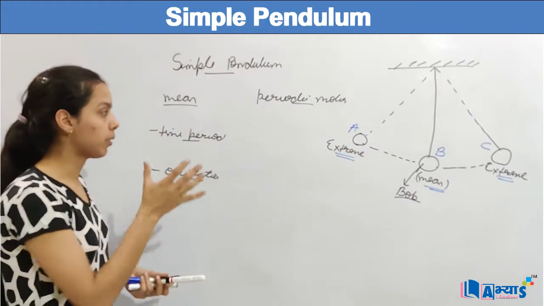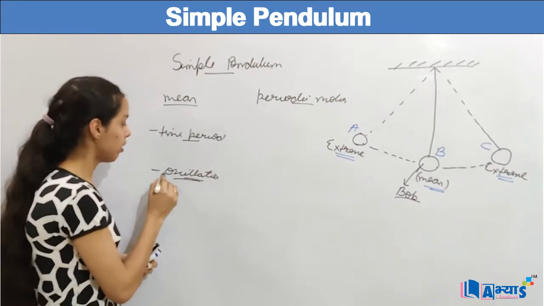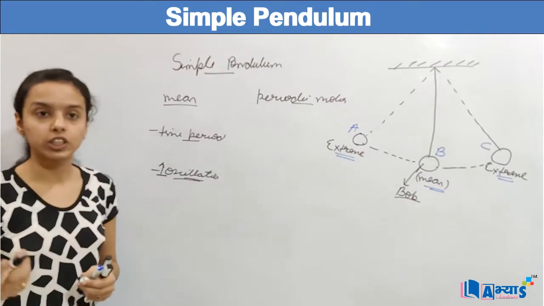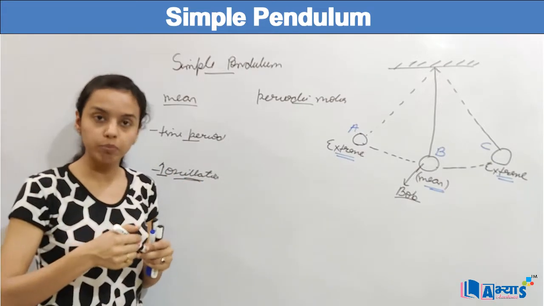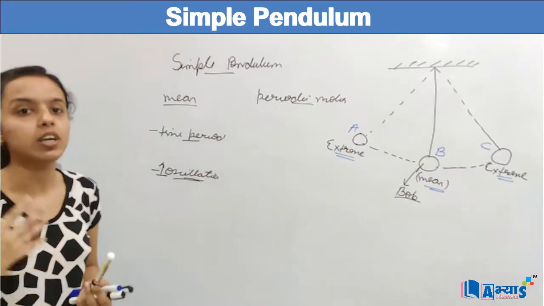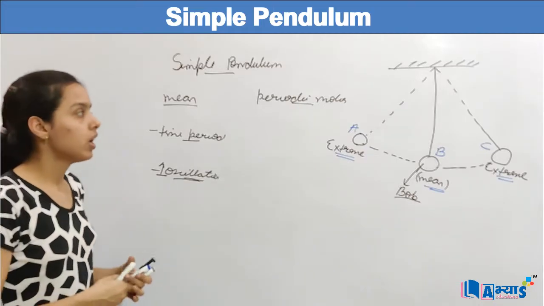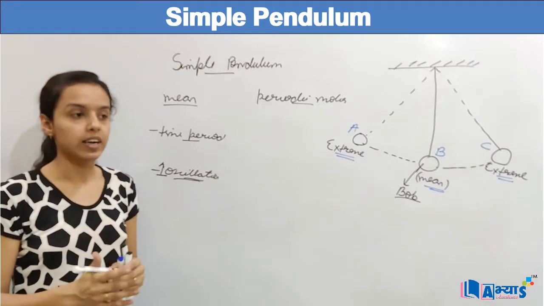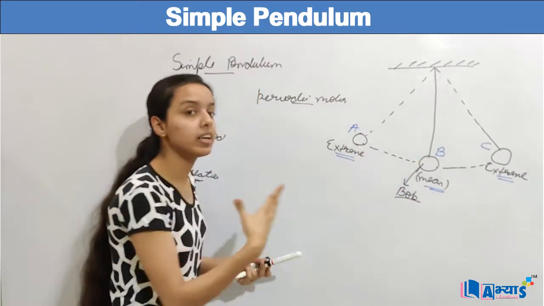So we can say the time period of a simple pendulum is the time required to cover one oscillation. And one oscillation means when the bob starts from one point and comes back to the same point, we say it has covered one oscillation. So these were a few terms in the simple pendulum. Now there are certain questions that are asked, on which factors this time period depends.